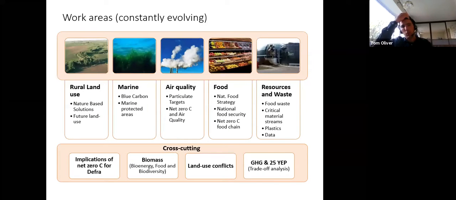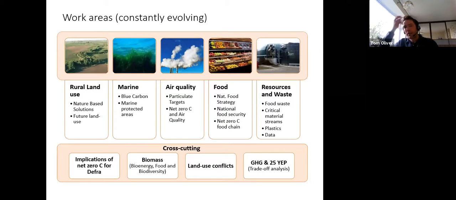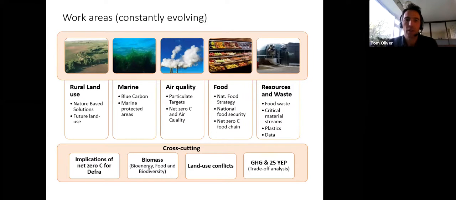So here are some of the work areas. As I said, I'm not going to deal with each of these in detail. There are aspects of rural land use, for example, nature-based solutions, very relevant with the current COP26 discussions. Marine, actually for marine, there was a lot more basic science that still needs doing. How much carbon is stored in the marine system, in the seagrass beds that can be impacted by deep sea trawling, for example. Air quality and food, I'll talk a little bit more about.